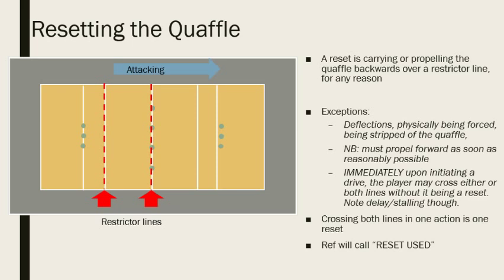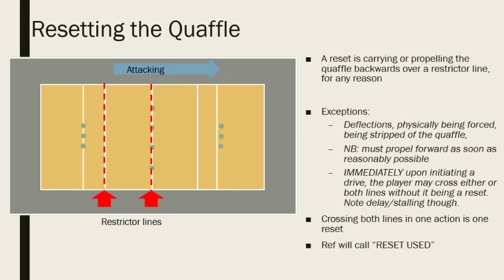On that note, if the ball is deflected and it goes back over one of the restrictor lines, that's fine. If you're physically forced over the restrictor line, that's fine. That's not going to count as a reset for you. If the quaffle gets stripped from you and it goes over the restrictor line, that's fine. But you do need to get forward again as soon as you recover the quaffle.